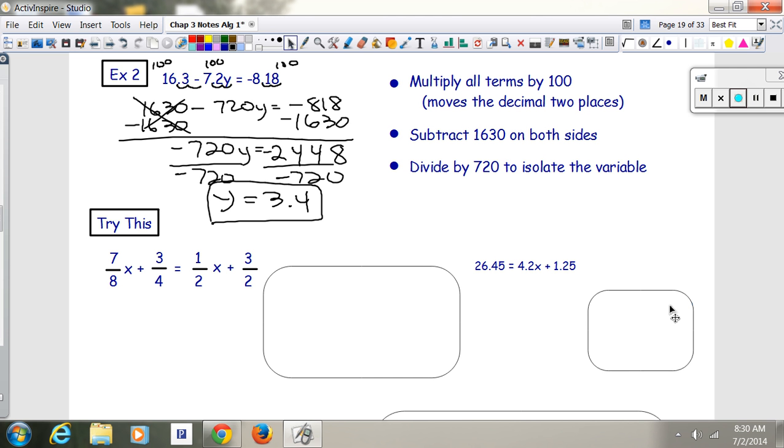What should we multiply this one, the fraction one, by? What would be a good common denominator? Yeah, 8 is the good common denominator because 8 goes into 8, 4 goes into 8, 2 goes into 8. So yeah, you're going to want to multiply everything by 8.